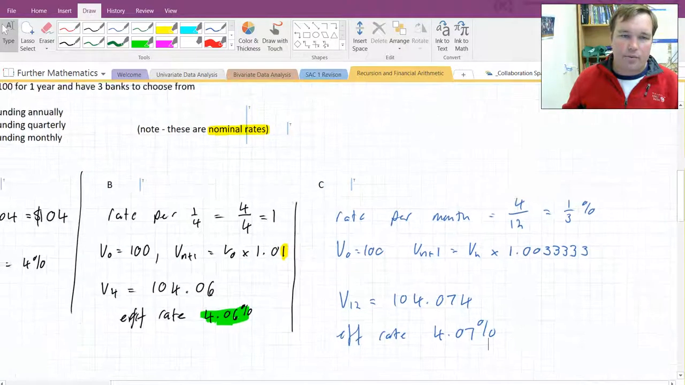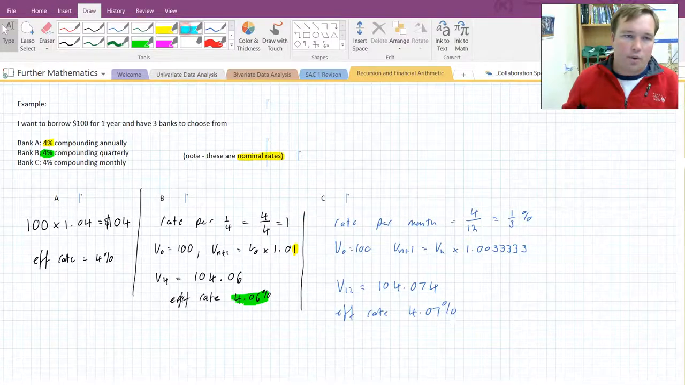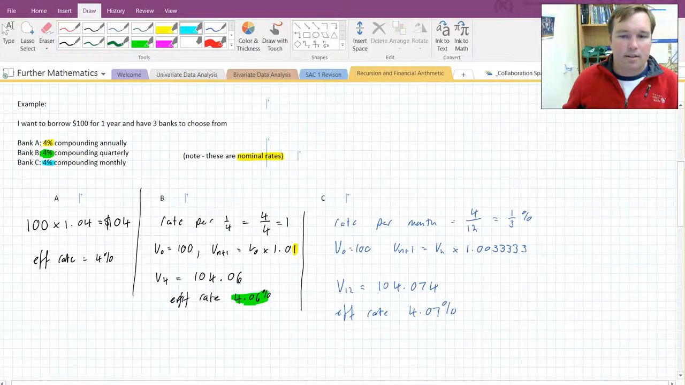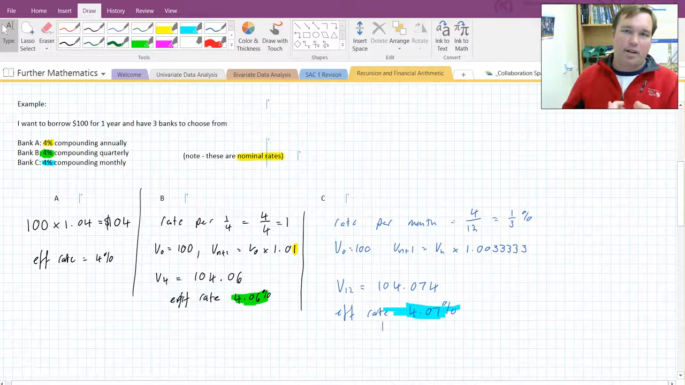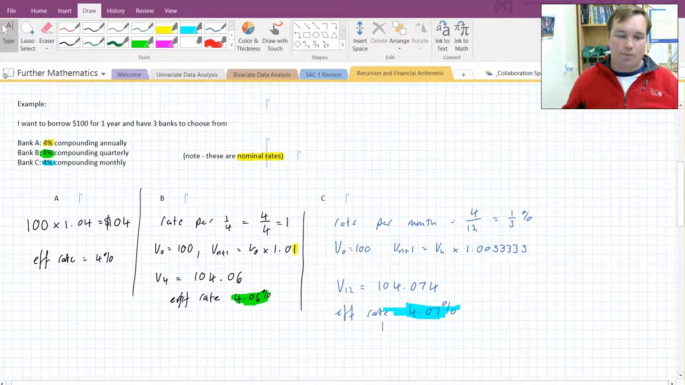Now note, that was originally 4% monthly. Effectively, what that does is that actually increases the value of the loan or the deposit by 4.07%. That's the difference between a nominal rate and effective rate. The effective is the amount it actually jumps by each year. The nominal rate is the amount quoted.